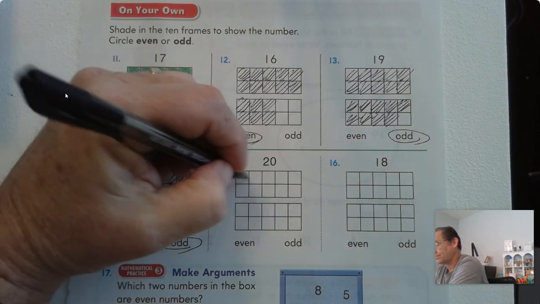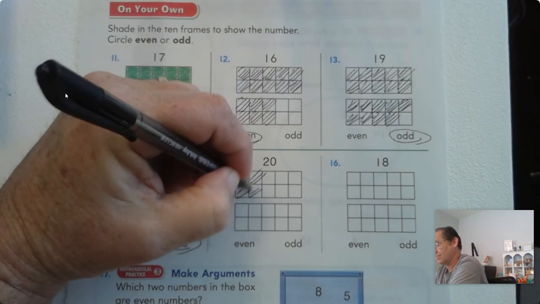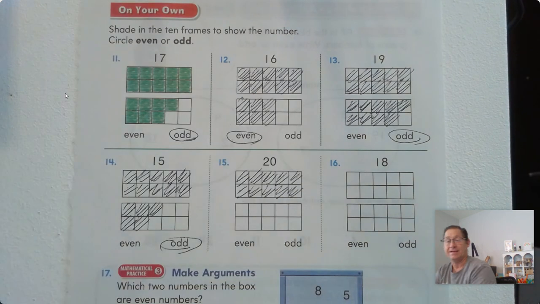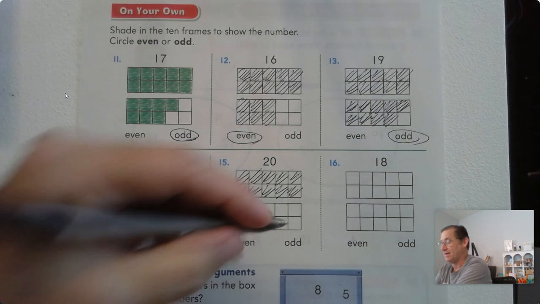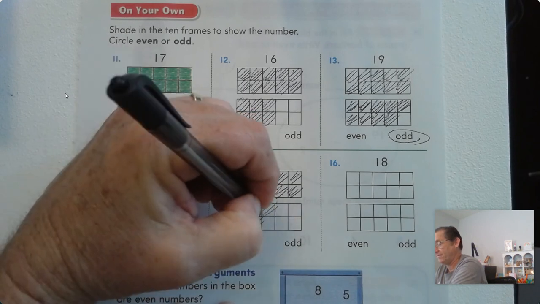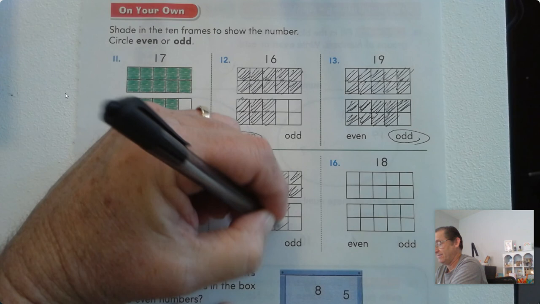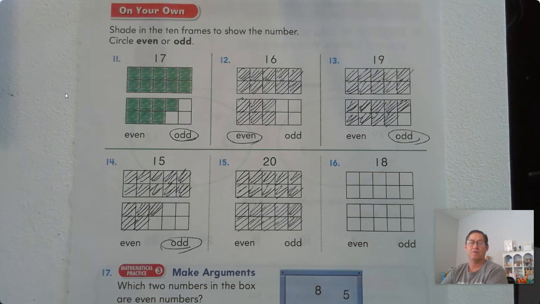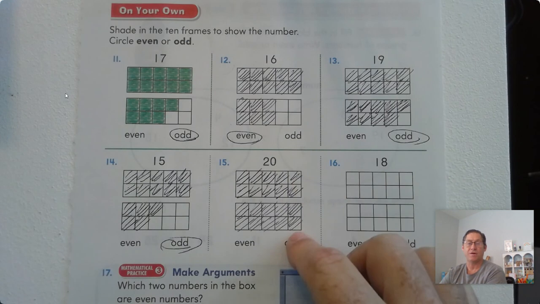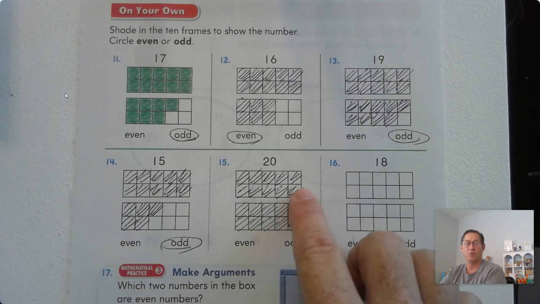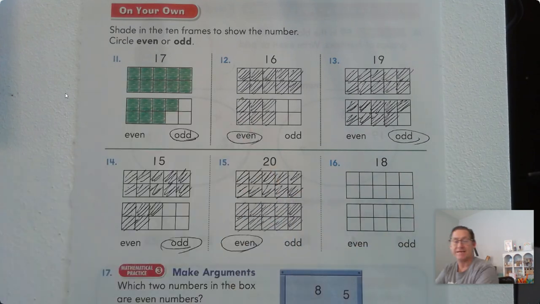20. Okay, that's 10. And I have another 10, so 11, 12, 13, 14, 15, 16, 17, 18, 19, 20. Okay, so 2 10 frames is 20. 10 and 10 is 20. So there's nothing left over. So 20 is an even number.